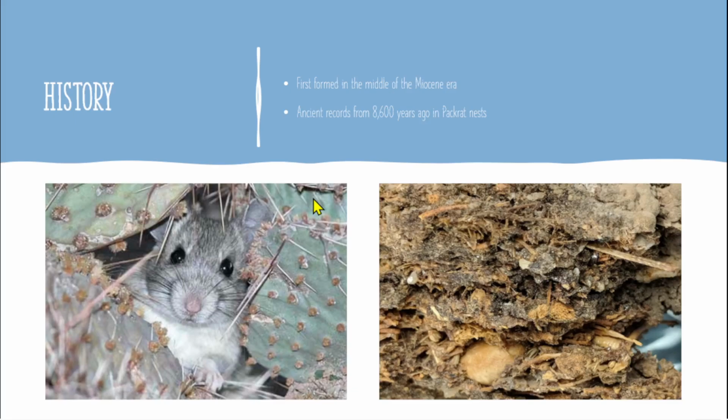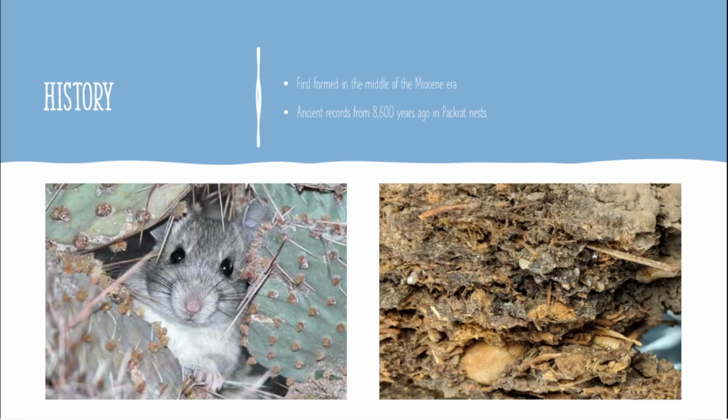Now as to the history of the ironwood. It was first formed in the middle Miocene era, but there are no fossils from back then. The earliest record we have of the ironwood comes from the pack rat. The pack rat is a rat that builds its nest out of whatever it finds in its environment. So if it is living in an area full of ironwood trees, it'll be making its nest out of bits and pieces of ironwood. This picture here shows you an old nest with bits and pieces of it. There are some pack rat nests that date back to about 8,600 years ago that have bits and pieces of ironwood in them, and those are the oldest records we have of ironwood.